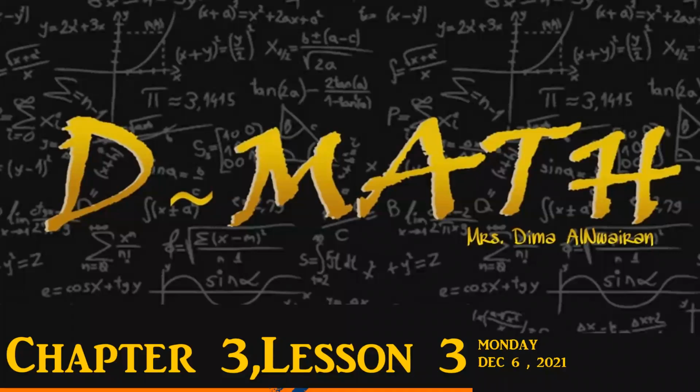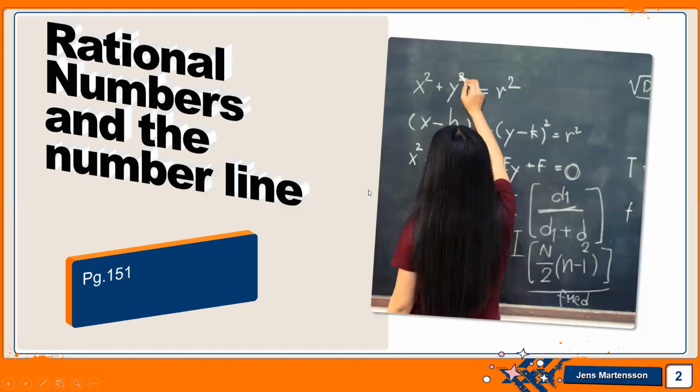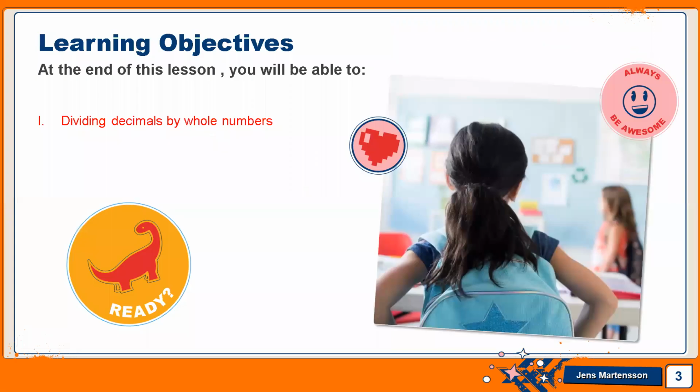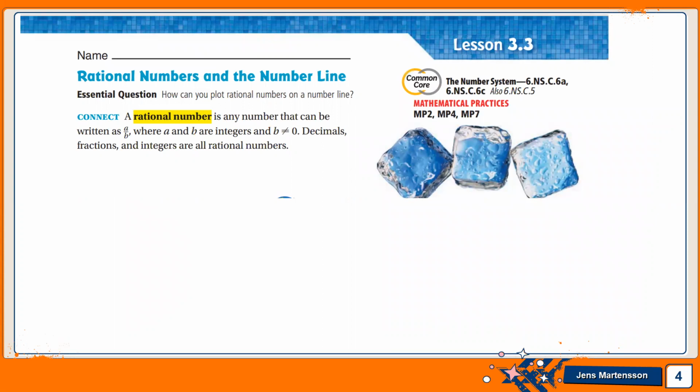Good morning. Let's continue chapter 3 with a new lesson, which is about rational numbers and the number line. Today we're going to learn what rational numbers are and how we can represent them on the number line. All of you, please open your book to page 151.